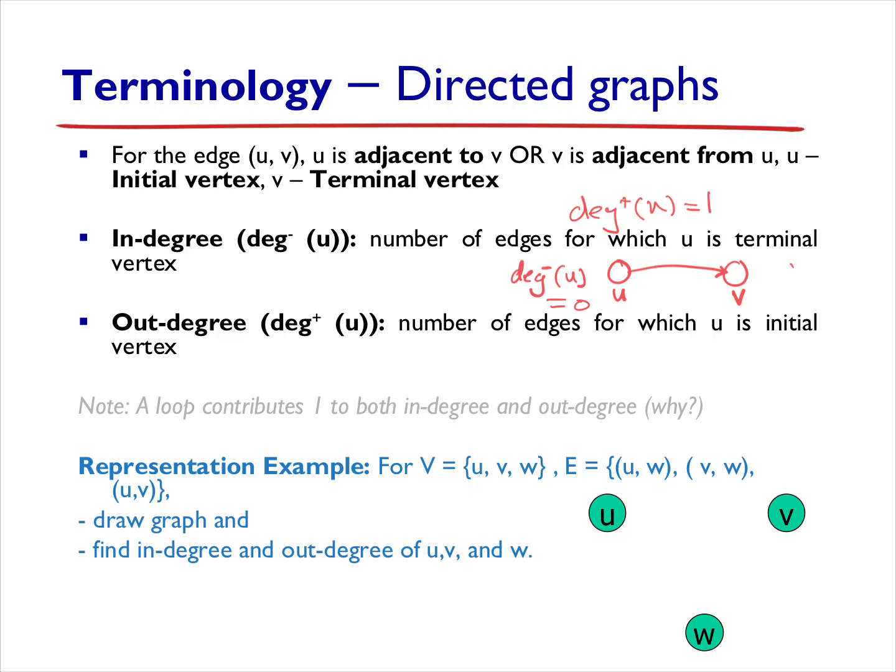Same thing. What is the degree minus of V? And what's the degree plus of V? 1, 0. The degree minus means how many edges are entering V? We have only one edge entering, so 1. And how many edges are starting from V? We don't have any, so that's 0. So you got the idea of degree plus and degree minus?